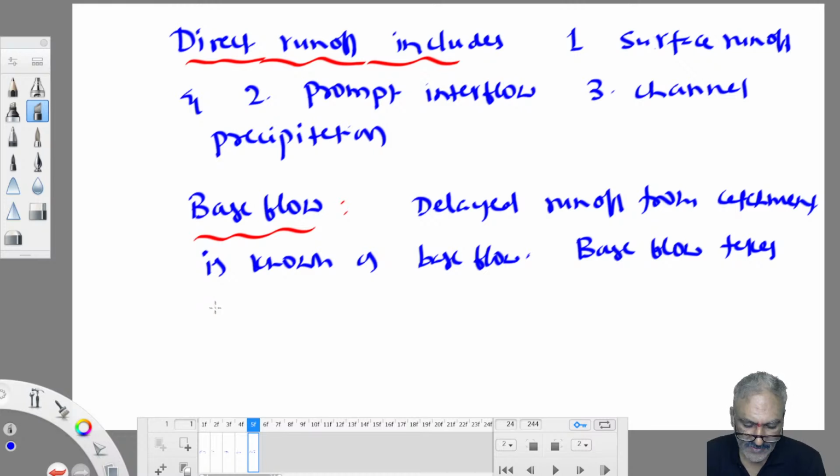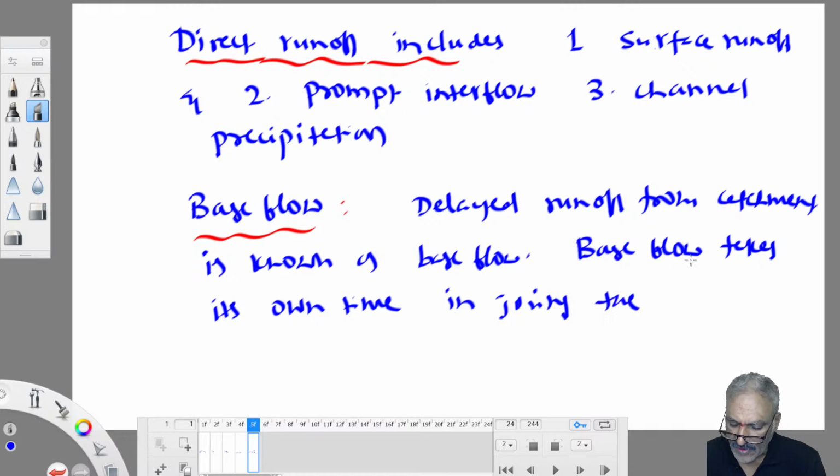Base flow takes its own time in joining the water bodies. It is not delivered quickly. It is delivered late.